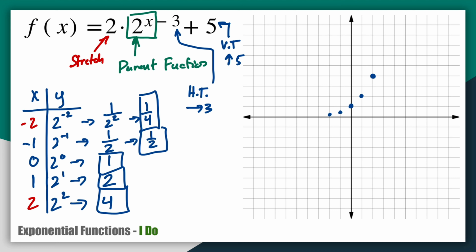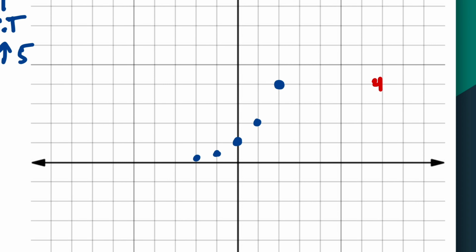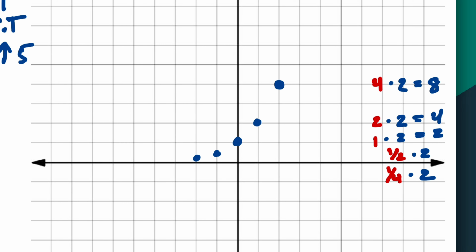Now we're going to go to all those y values, and we're going to apply our a next, okay? So we're going to stretch it by a factor of 2. So let's look at these points, right? We have 4, 2, 1, 1/2, and then 1/4, okay? So we come through and we're going to multiply all of these by 2, okay? Which should make this rise faster, right? We get 8, 4, 2, 1, and then 1/2. You see how it kind of bumped them all up, right?